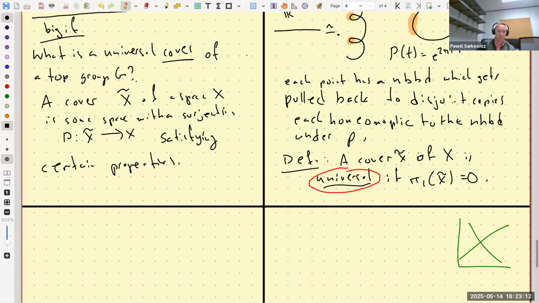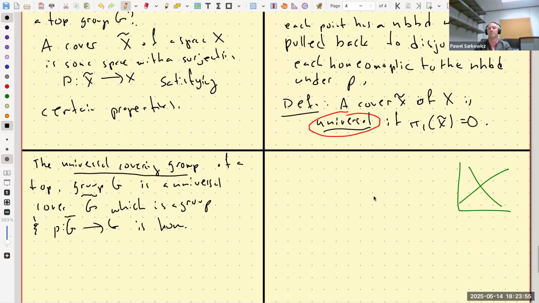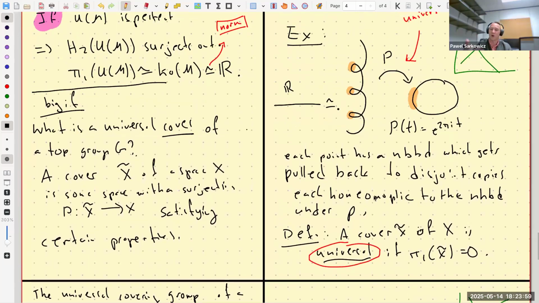the universal cover group of a topological group. Of course, we were talking about discrete groups before. Now let's talk about topological groups. Topological group G has a universal cover G tilde, which is a group. And this map, this surjection, is a hom. Okay. So for example, this covering of R over T is a universal covering group of the circle.